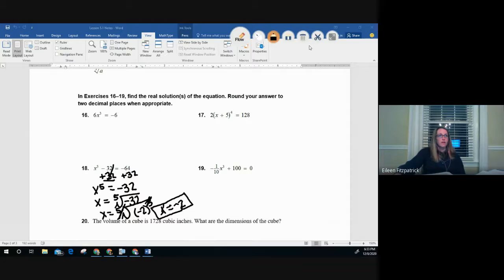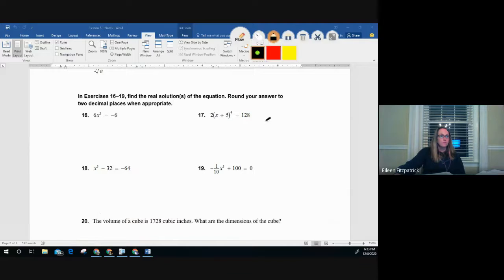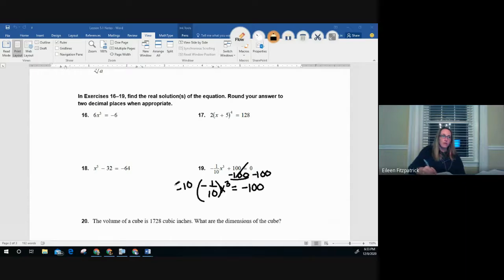Okay. And the last one from this section. Subtract 100. Oh my goodness. We're doing pretty well. Subtract 100 from both sides. So I have negative 1/10 x to the 3rd equals negative 100. Then I'm going to multiply both sides by the reciprocal, so it's negative 10. Multiply this side by negative 10. So I have x to the 3rd is equal to 1,000.